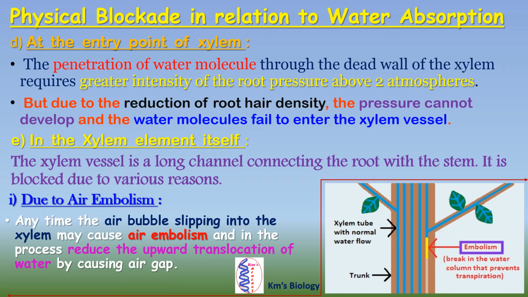the xylem vessel. Fifthly, in the xylem element itself, the xylem vessel is a long channel connecting the root with the stem. It is blocked due to various reasons. The first reason is air embolism. Any time an air bubble slipping into the xylem may cause air embolism and in the process reduce the upward translocation of water by causing an air gap.